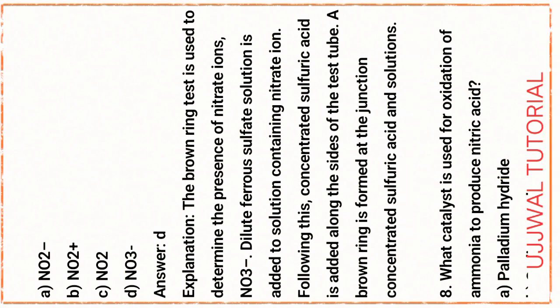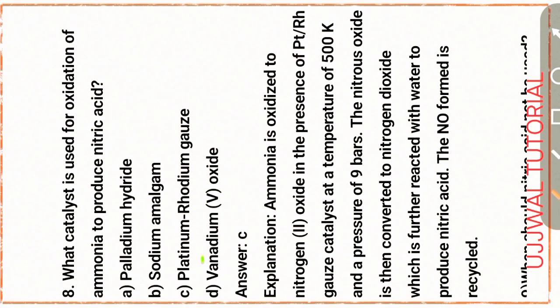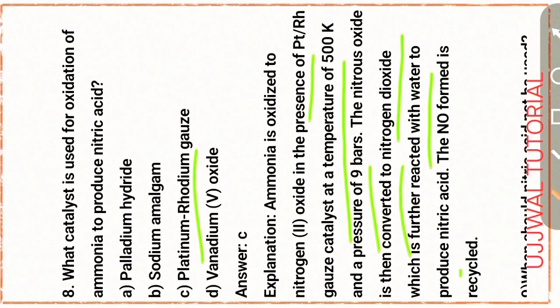My dear viewers, follow the next question. Question number 8. What catalyst is used for oxidation of ammonia to produce nitric oxide? Option C, that is platinum rhodium gauze. Explanation: ammonia is oxidized to nitrogen oxide in the presence of platinum rhodium gauze catalyst at a temperature of 500 Kelvin and pressure of 8 bar. The nitric oxide is then converted to nitrogen dioxide, which further reacts with water to produce nitric acid, and the nitric oxide NO formed is recycled.